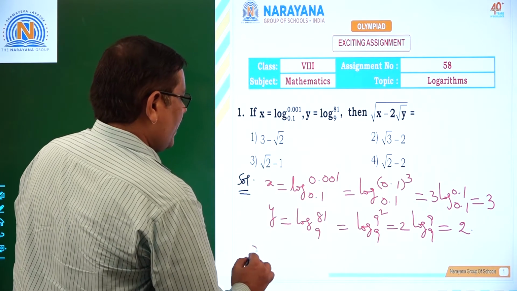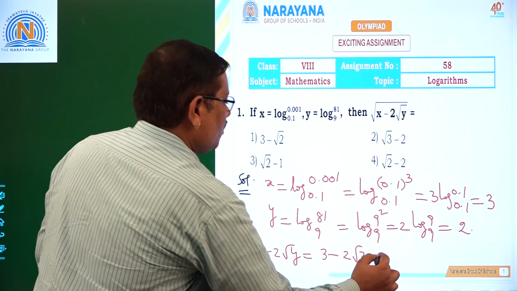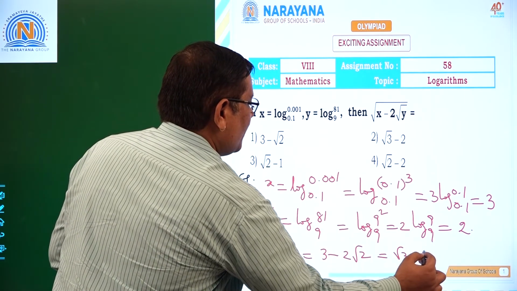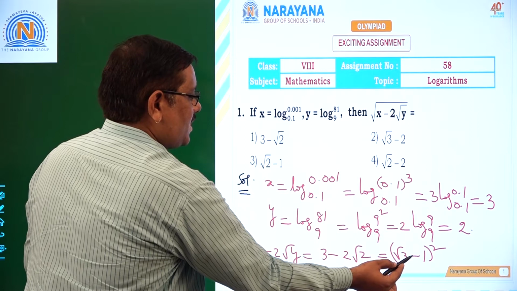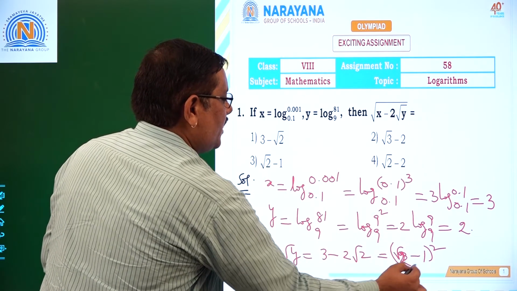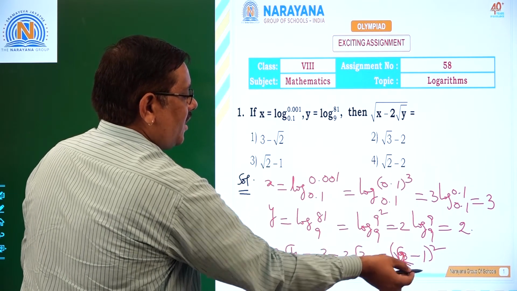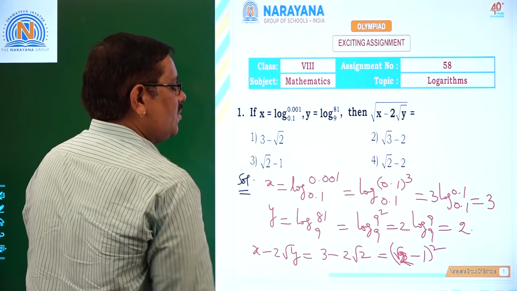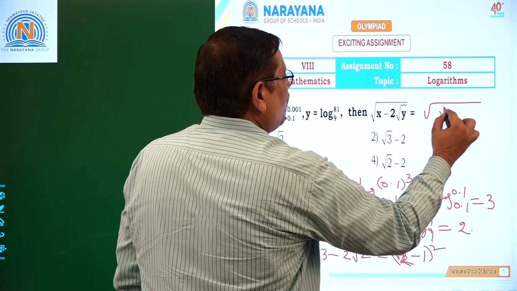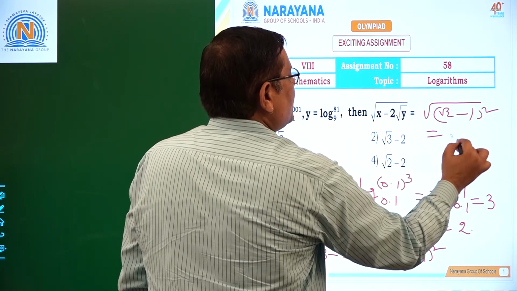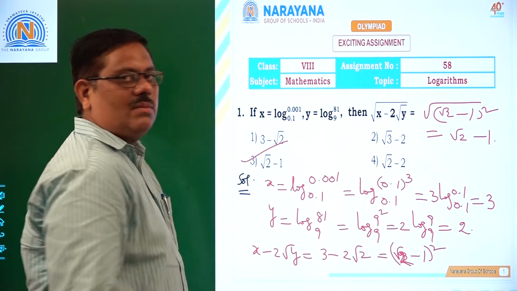So in that case, x minus 2 root y is going to be 3 minus 2 root 2. 3 minus 2 root 2 is nothing but root 2 minus 1 whole square, because root 2 square is 2, plus 1 minus 2 root 2 is 3 minus 2 root 2. So if you take the root over root 2 minus 1 whole square, that is root 2 minus 1, taking the positive root. Root 2 minus 1 is nothing but third option.